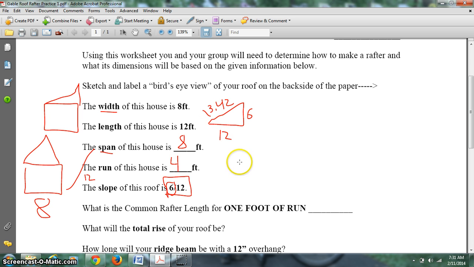When it comes to filling in this next line here, you have to think in terms of how the rafter table is laid out on the framing square. They call it common rafter length for 1 foot of run. Here's our 1 foot of run. There's our common rafter length for 1 foot of run. The answer is 13.42.